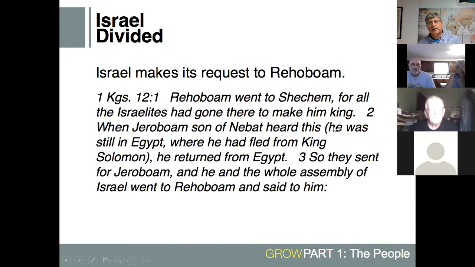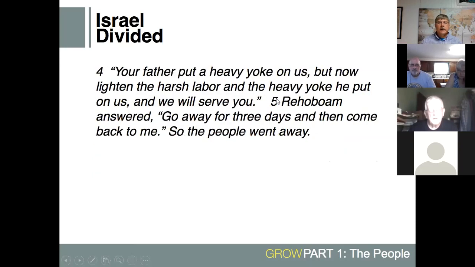They say, Rehoboam went to Shechem, for all the Israelites had gone there to make him king. When Jeroboam, son of Nebat, heard this, he was still in Egypt where he had fled from King Solomon. He returned from Egypt. So they sent for Jeroboam, and he and the whole assembly of Israel went to Rehoboam and said to him, your father put a heavy yoke on us, but now lighten the harsh labor and the heavy yoke he put on us, and we will serve you. Rehoboam answered, go away for 3 days and then come back to me. So the people went away.